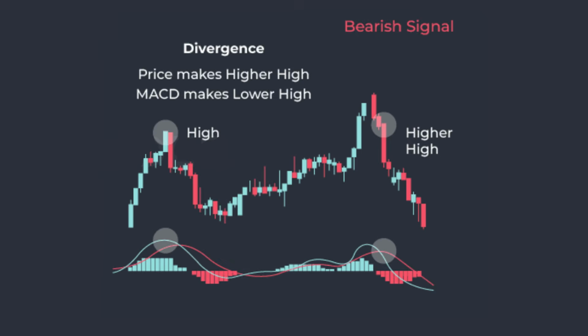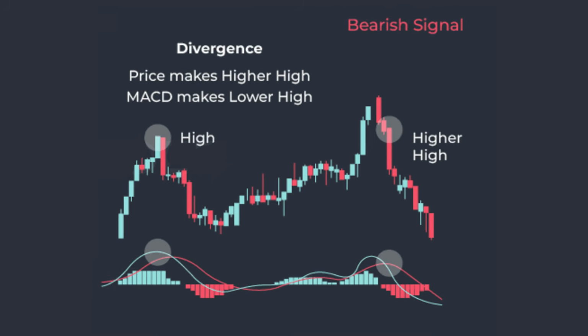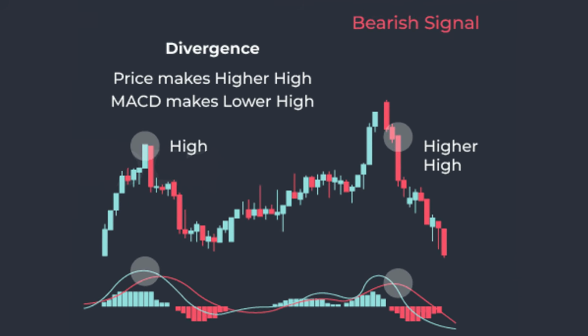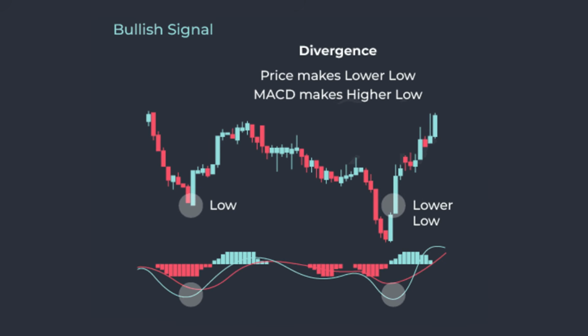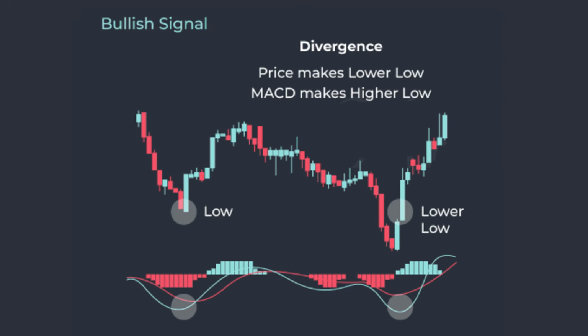If the price jumps up but the MACD does the opposite, then that's a bearish indication and tells us that the buyers have run out of steam. Put simply, if the price makes a higher high but the MACD makes a lower high, then that's a bearish signal. Same goes the other way around. If the price makes a lower low but the MACD makes a higher low, then that's a bullish signal.